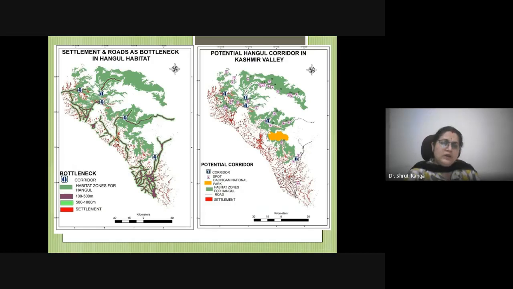So we need to take care that their habitats or corridors are not being disturbed by these kinds of activities in those forested areas. Then, the potential hangul corridor in the Kashmir valleys. Here we are trying to tell the different sites which have the potential for the corridors.